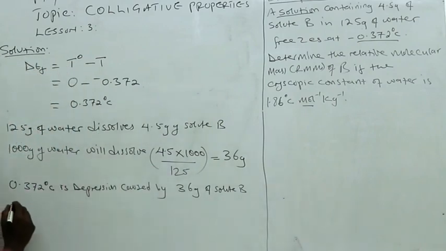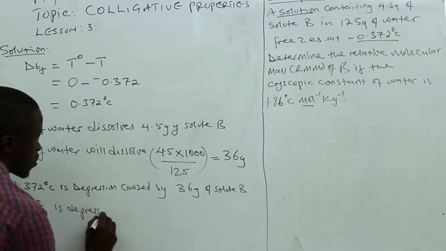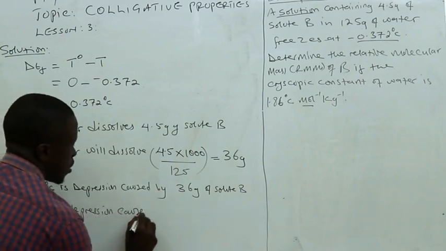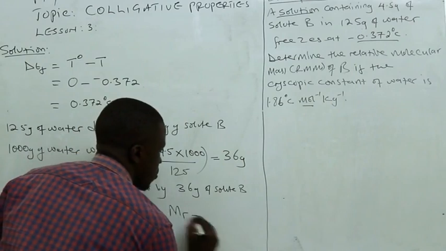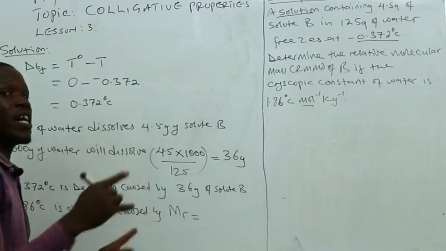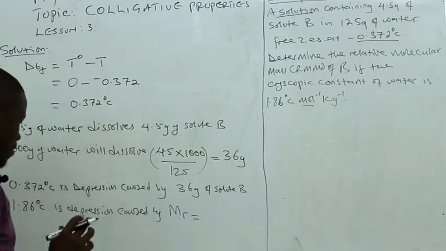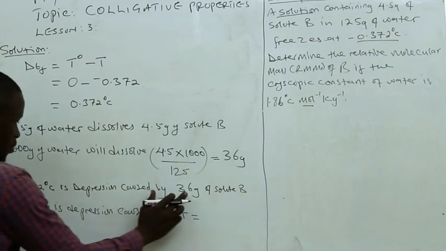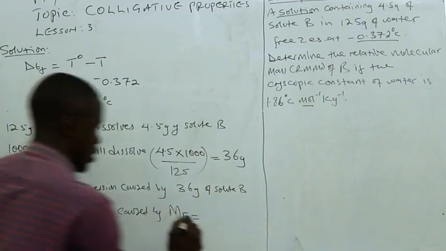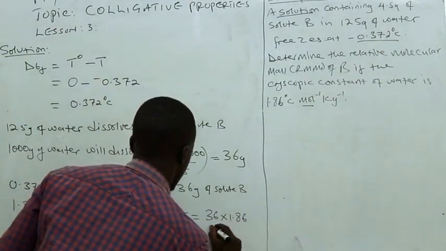So I would now say 1.86 degrees Celsius is depression caused by 1 mole, which is molecular mass, and will equal to, remember, is now also dissolved in 1,000. This one is also in 1,000. So there is uniformity in solvents there. So I make this relationship, this times that over that. So this is now 36 times 1.86 over 0.372.